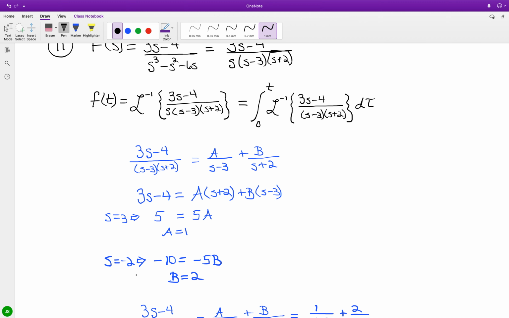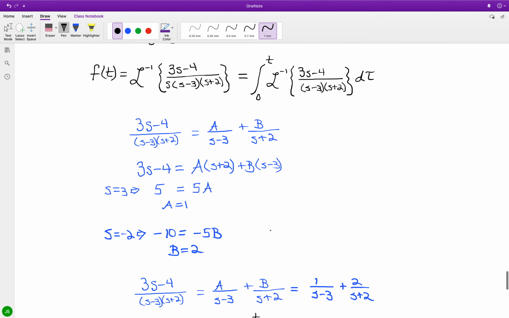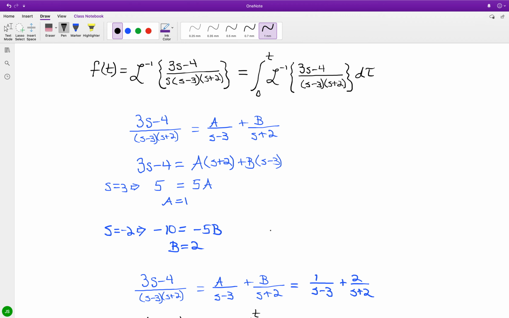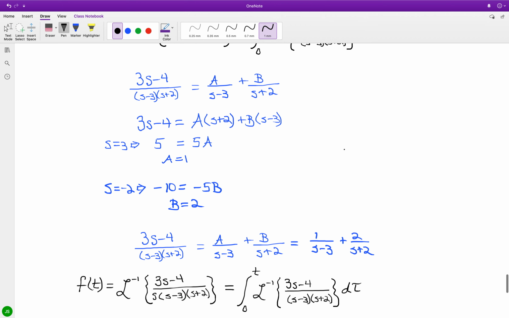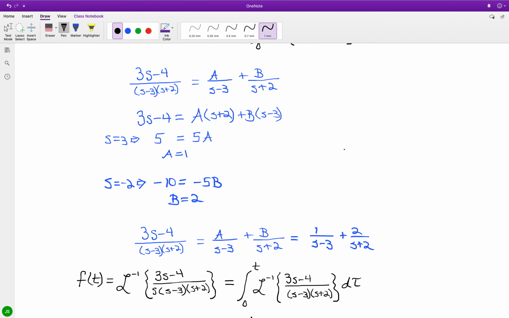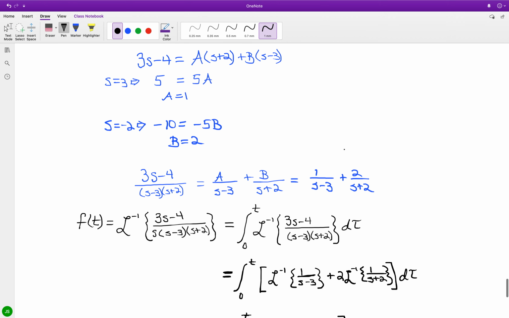And if I set s to negative 2, okay, so a is going to go out, and for b, the coefficient is negative 5, and 3 times negative 2 minus 4 is negative 6 minus 4 shall be negative 10, and dividing negative 10 by negative 5, we have b to come out to 2. So we have a at 1 and b at 2. And so for the partial fraction decomposition, okay, I have, in this case, 1 over s minus 3 plus 2 over s plus 2. And putting back what we have in the setup for the integration over the inverse Laplace transform.